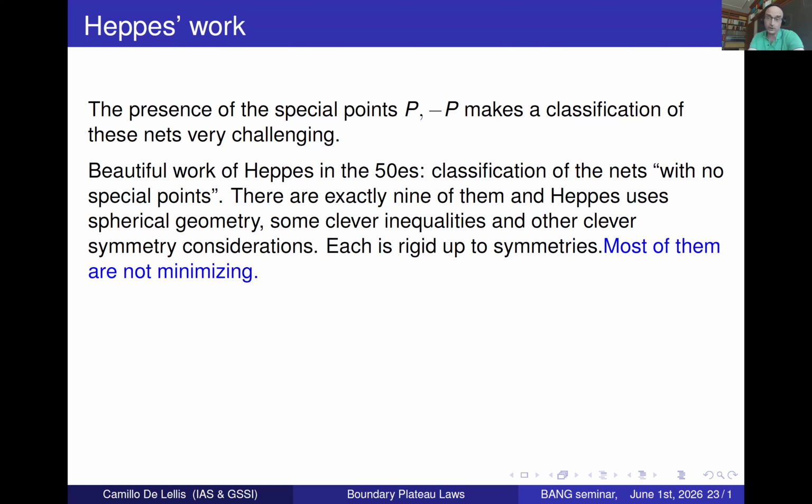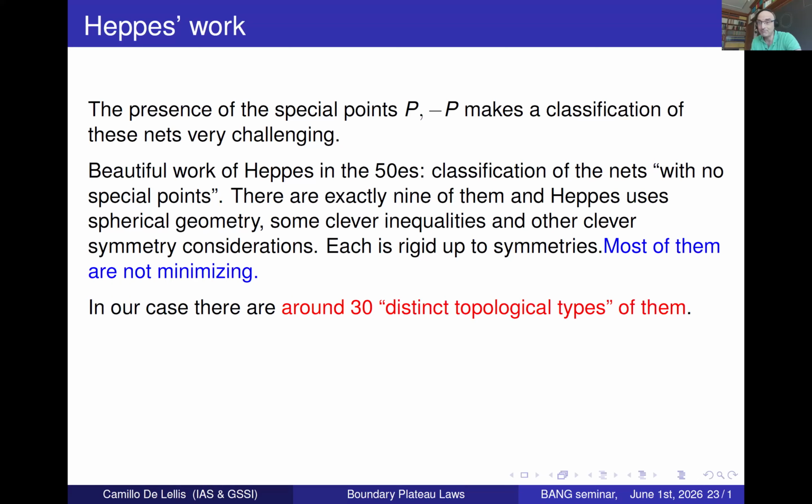And most of them are not area minimizing, of course. There are 9. So Jean actually had to exclude 6 of them. And then, the 3 remaining ones were the minimizing ones of the Plateau problem. Now, in our case, there are not 9, but 30 of them. Although I should be somewhat careful about this.